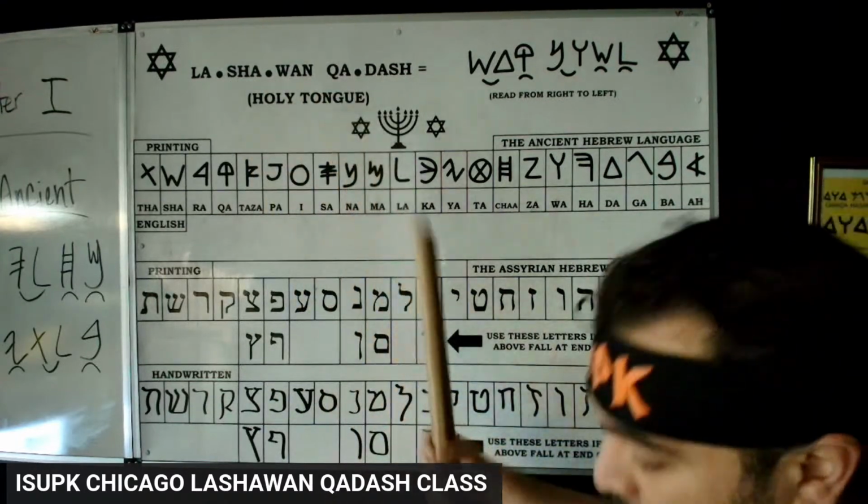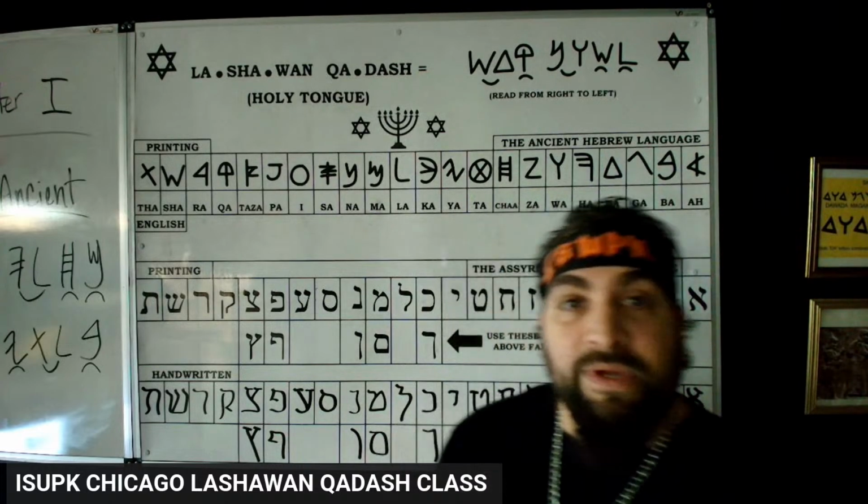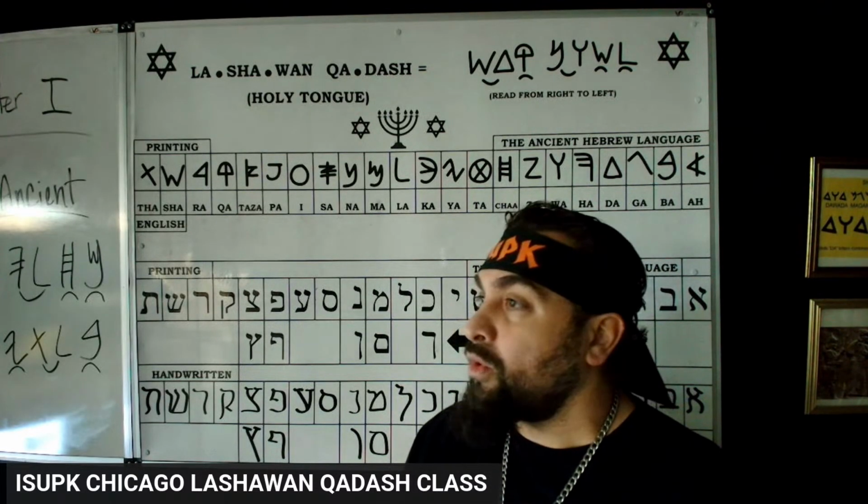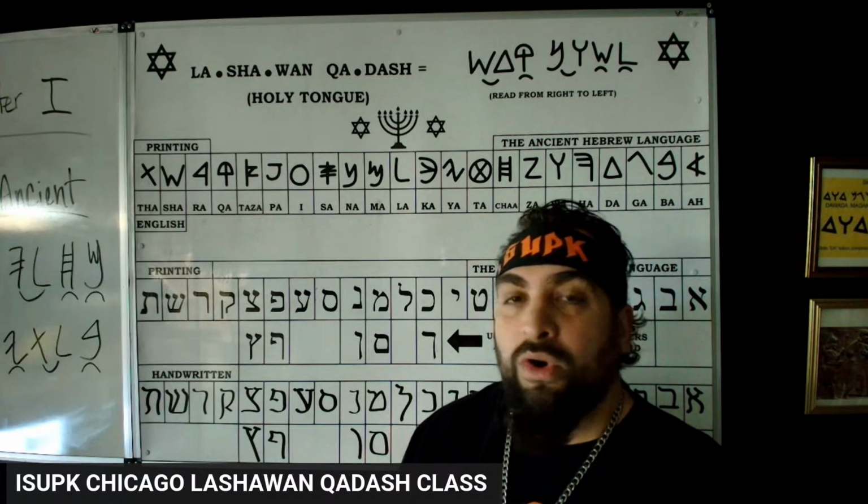With that being said, today is the Lashawan Qadash class, also known as the Holy Tongue in English. We're going to go over the alphabet like we always do every week so everybody gets more accustomed with it, and then we're going to get into some words with the letter I.